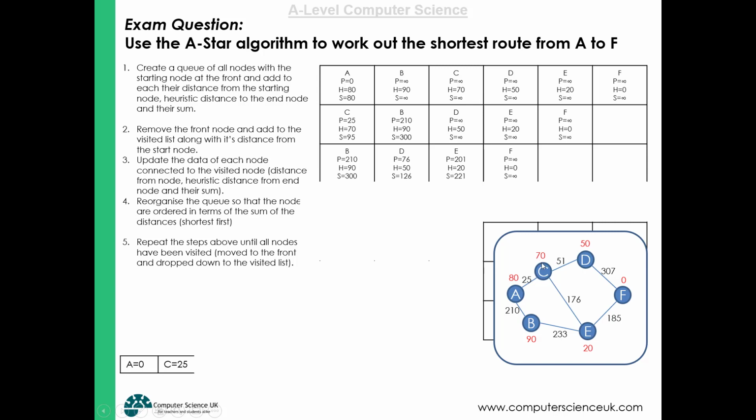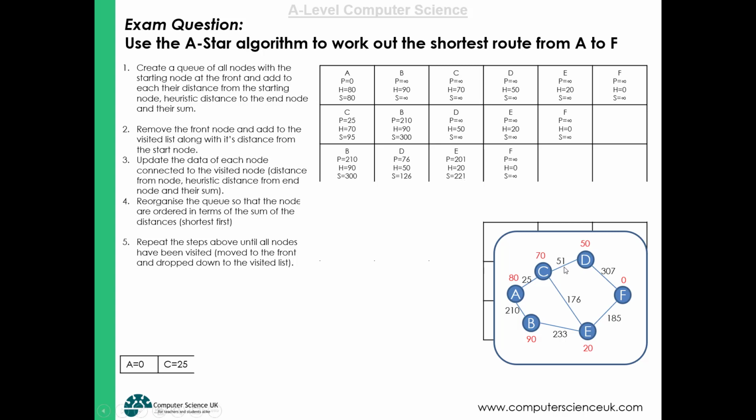So D's value: to get from A to C was 25, to get from C to D is 51, add them together and you get 76 as being the real distance. The heuristic distance from D to the end is 50, we add them together to get 126. We do the same with E. To get from A to C was 25, to get from C to E is 176, add them together and you get 201. The heuristic distance from E to the end is 20, we add them together to get 221.